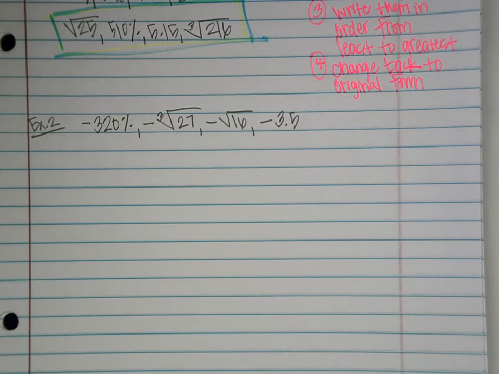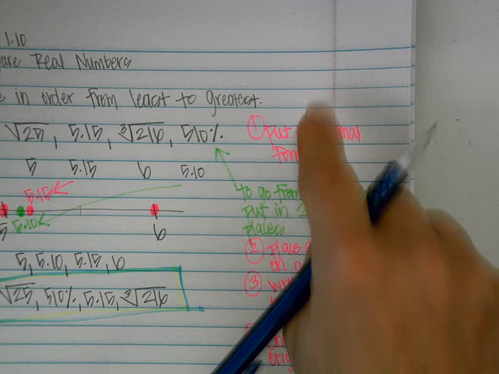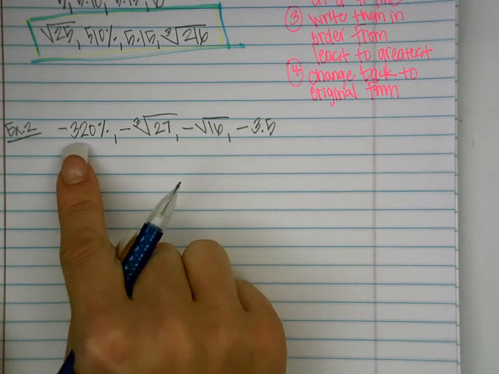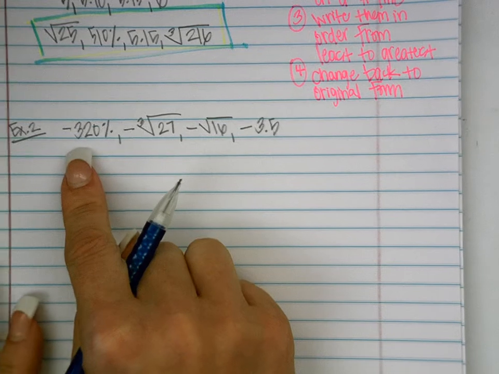So where do you think I'm starting here? What do I do first? Got to change them, exactly. Okay, so we're going to follow those exact same steps. Let's write these in decimal form. So what is negative 320% in decimal form?